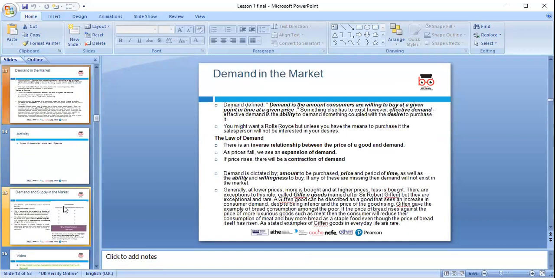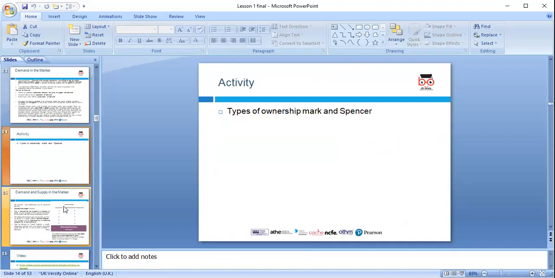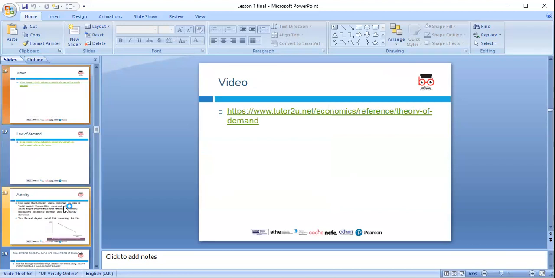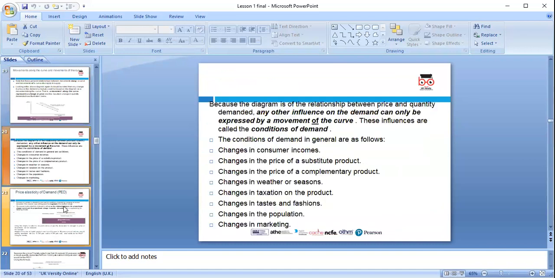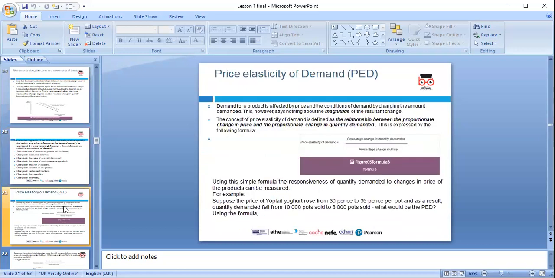Then we discussed the law of demand and supply: when the price increases, demand decreases, and when the price decreases, demand increases. We discussed elasticity of demand in our previous lesson. We discussed the ownership case study, which is a public limited company, Marks and Spencer. I said you can watch the video in your own time, and we discussed the slope of the curve and how the curve moves. When the price increases, demand drops, so the demand curve moves inward. When the price decreases, the demand curve moves outward. That's what we discussed.